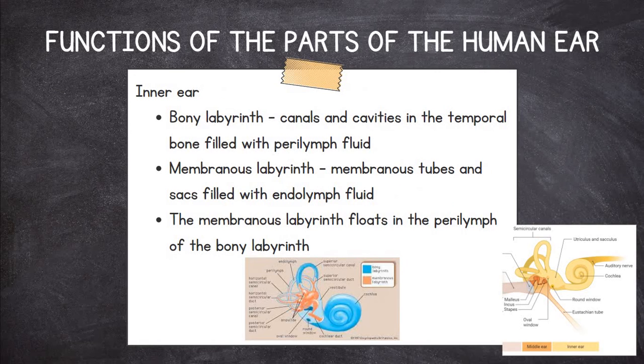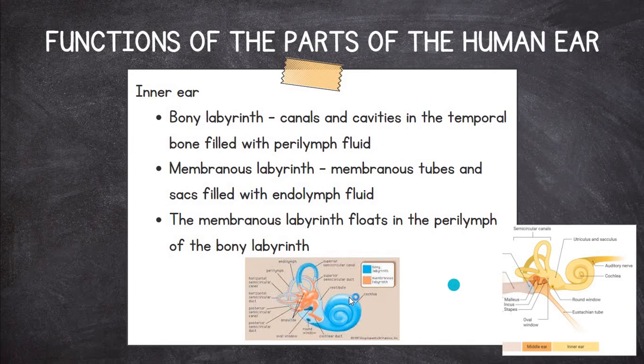Then we have the inner ear. So in the inner ear we have the bony labyrinth. So these are canals and cavities in the temporal bone filled with perilymph fluid. And then we also have the membranous labyrinth. So these are the membranous tubes and sacs filled with endolymph fluid, and then the membranous labyrinth floats in the perilymph of the bony labyrinth.